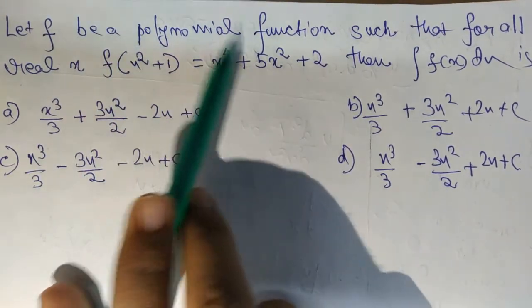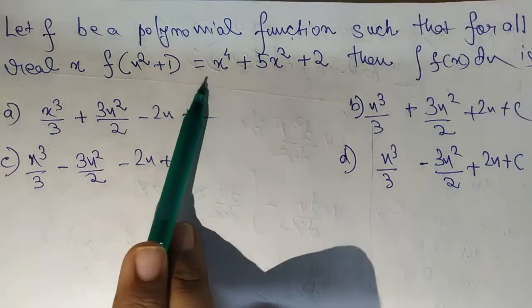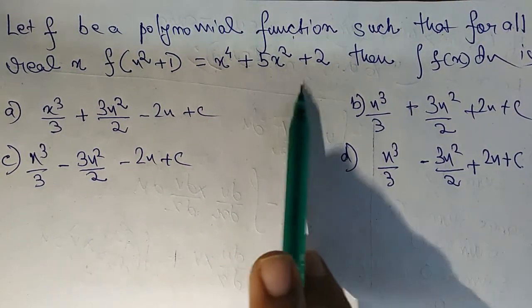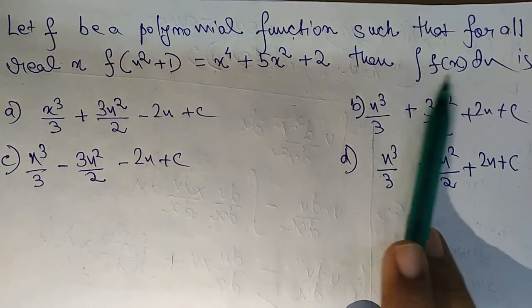Here is our question. Let f be a polynomial function such that for all real x, f of (x square plus 1) equals x to the power 4 plus 5x square plus 2. Now the question asks: what is the integration of f(x) dx?